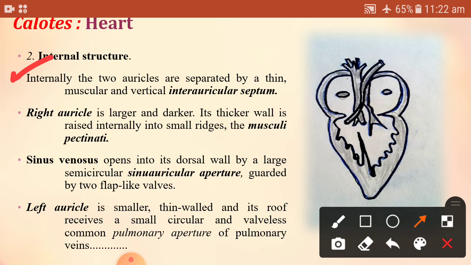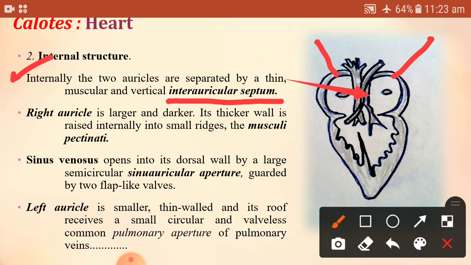So the interauricular septum means the septum which separates the two auricles. Here is a particular septum which separates the two auricles. The right auricle and left auricle are separated by a thin muscular vertical septum, that is called the interauricular septum.